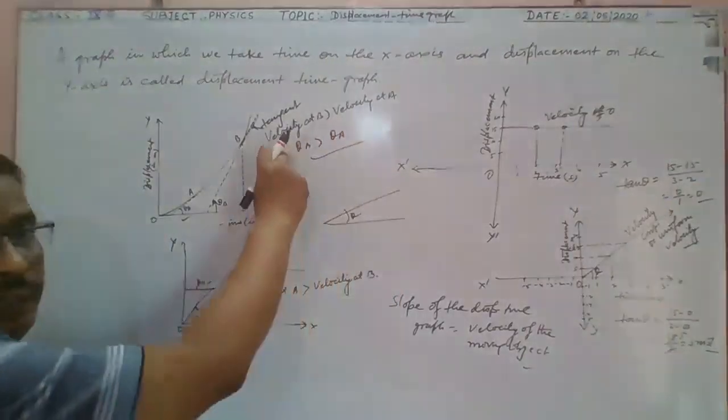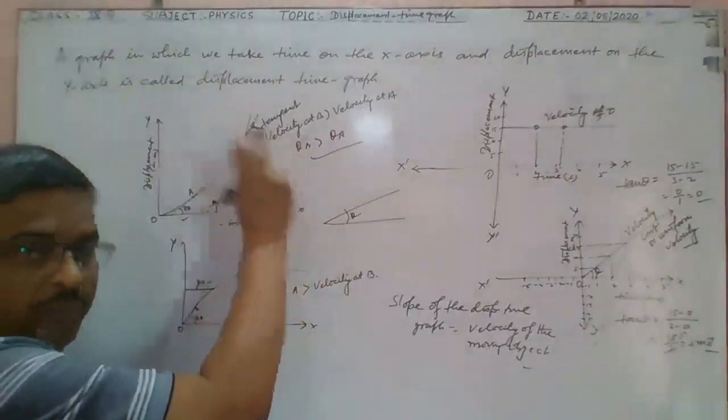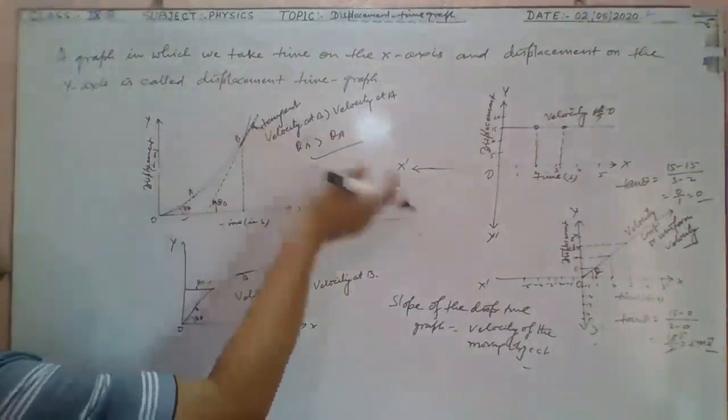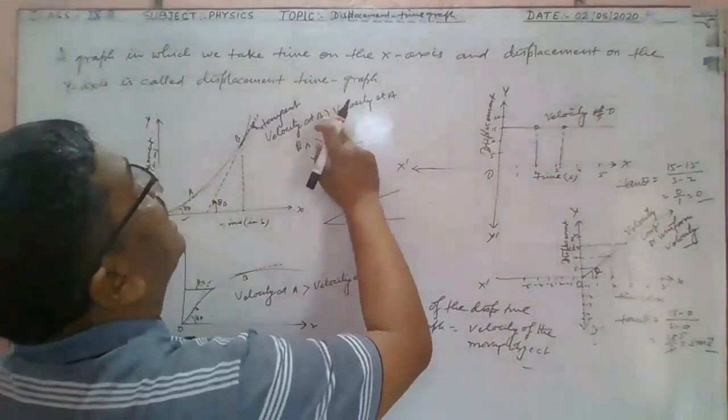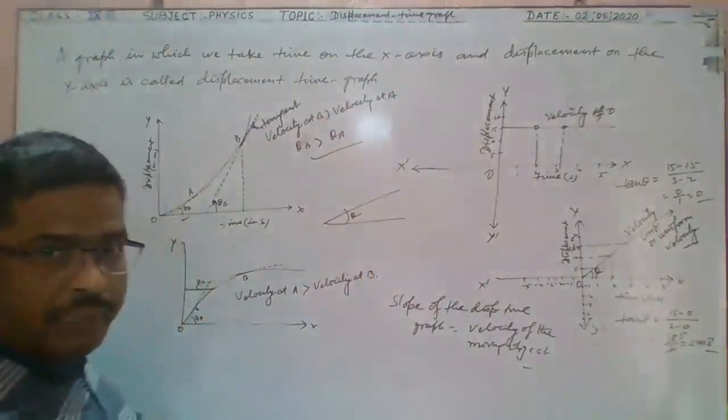Obviously, the value of velocity of the moving body at point B will be greater than at point A. So velocity at B will be greater than velocity at A.